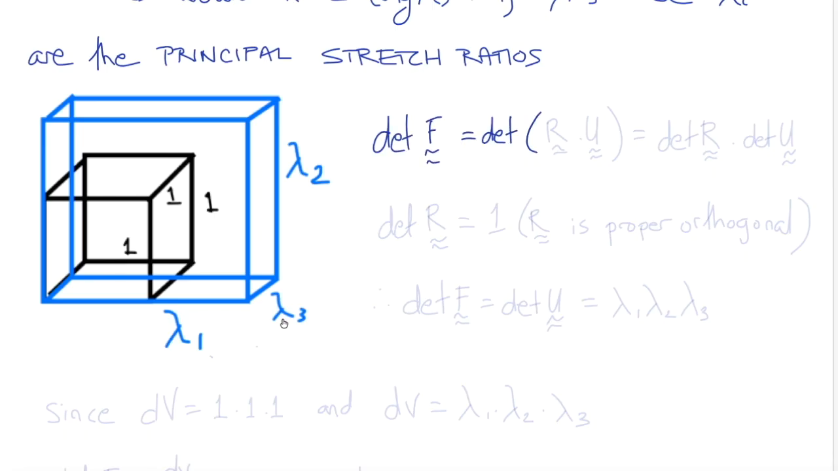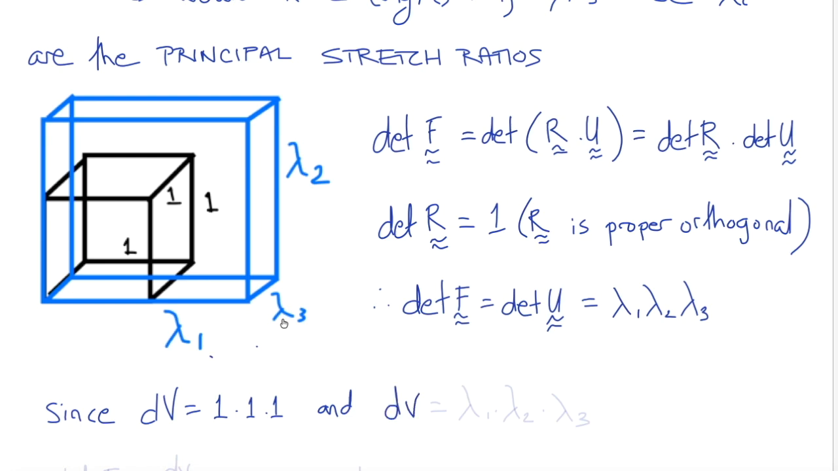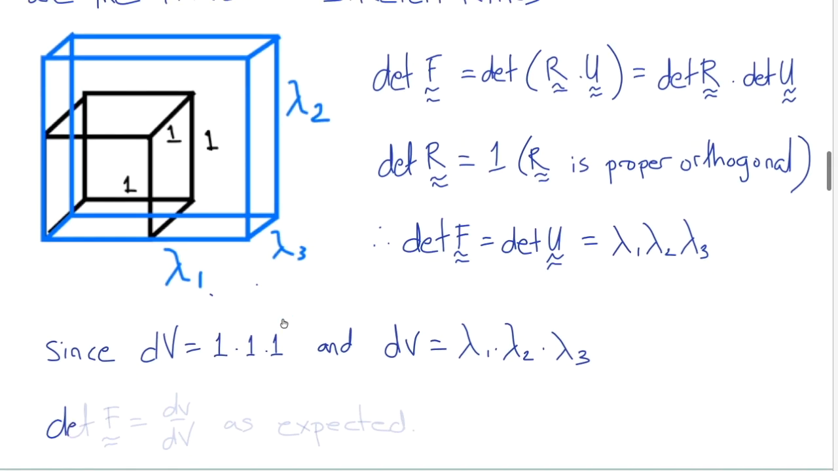The determinant of F from the polar decomposition theorem is also the determinant of R times U, which equals the determinant of R times the determinant of U. Now, R is an orthogonal rotation tensor, and so its determinant is 1, meaning that the determinant of F must equal the determinant of U, which in this case would be the product of the principal stretches, lambda 1, lambda 2, lambda 3, which of course is the deformed volume of our original unit cube, which had undeformed volume of 1 by 1 by 1, and therefore the ratio of the deformed volume to the undeformed volume, lambda 1, lambda 2, lambda 3, is the determinant of F, as we expected.